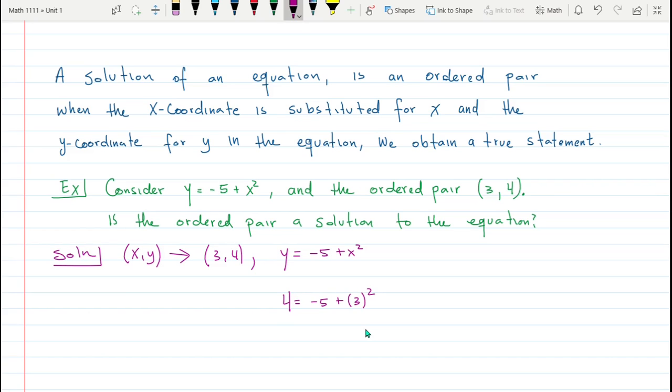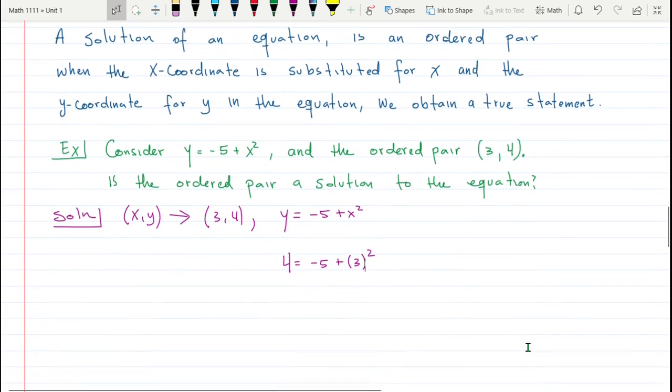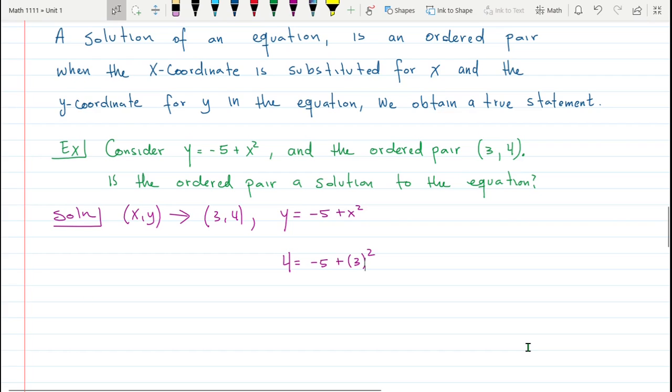And so I like to put parentheses around things whenever I plug them in. That kind of gives me an idea of what's being replaced in for x. Okay, so now all we have left to do is simplify. So 4 doesn't change, I'm going to leave it there. -5 and 3 squared is the same thing as 3 times 3, so plus 9. And so 4 is equal to -5 plus 9, which we get a 4, right?